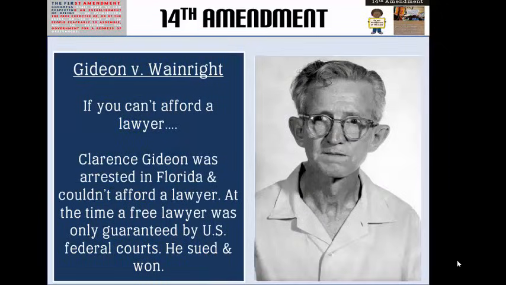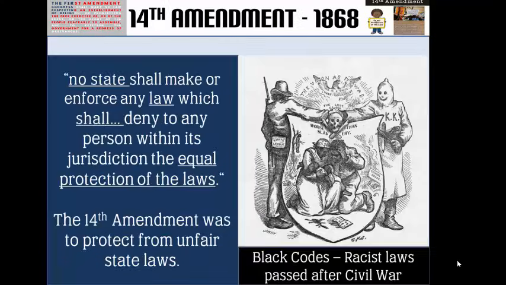We can see an example of this in the Supreme Court case of Gideon versus Wainwright. Gideon was a man found guilty by a Florida court, despite the fact that he couldn't afford a lawyer to defend himself. At the time, the Sixth Amendment right was only guaranteed by national courts. But after this case, every state had to provide a lawyer if someone could not afford one, thanks to the 14th Amendment.